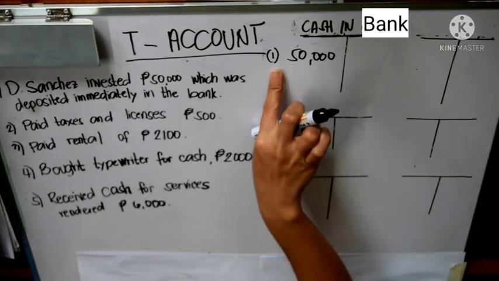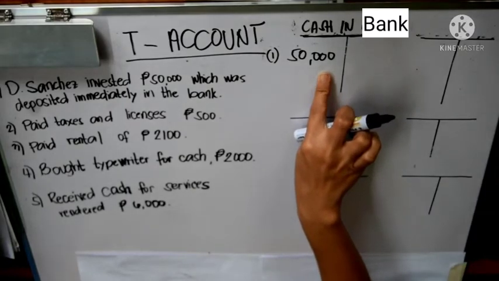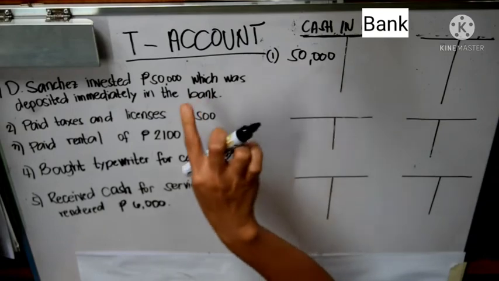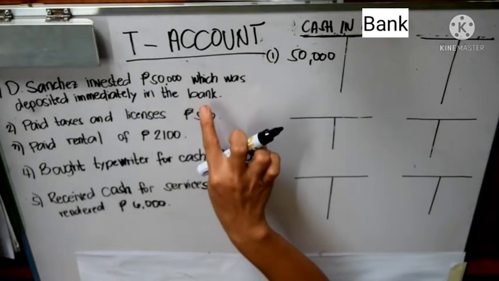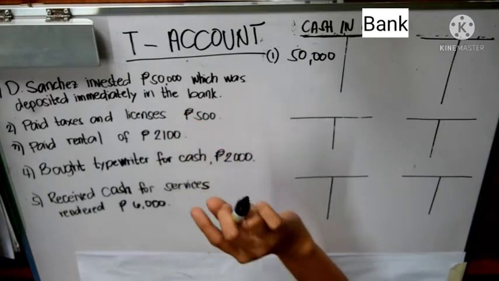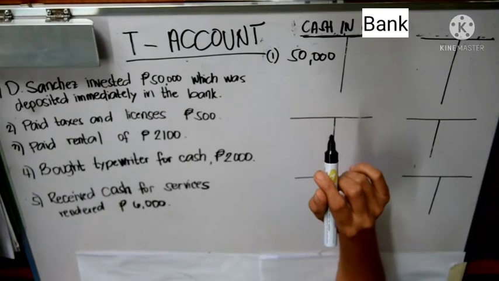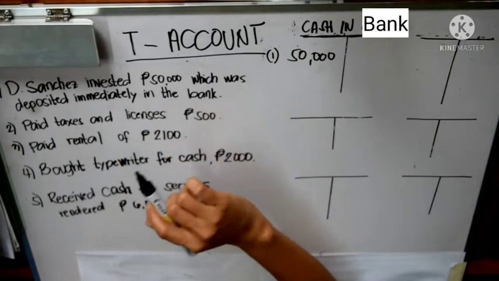And then, we will put a small number 1 on the side para alam natin kung saang account nanggaling itong ating 50,000 pesos. So, okay, so this figure is coming from our transaction number 1. So, ano yung credit natin? We credit D. Sanchez Capital. Kasi si D. Sanchez yung nag-invest ng 50,000 doon sa business.